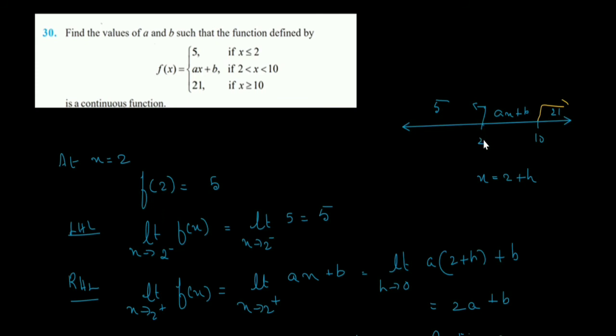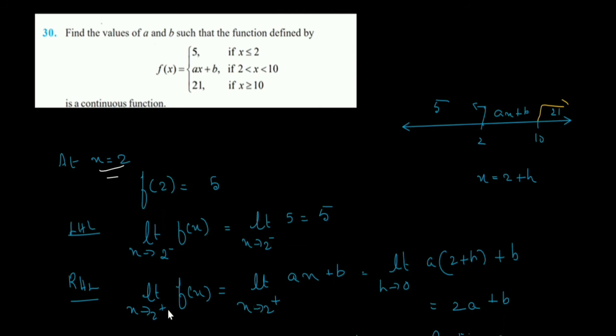So we are going to use the condition that it is continuous at 2. Let us first take x equal to 2. At 2 the function value is 5, so f of 2 is 5. The left limit as x tends to 2 minus of f of x is also equal to 5, since it is a constant function. On the right of 2 the function is ax plus b.